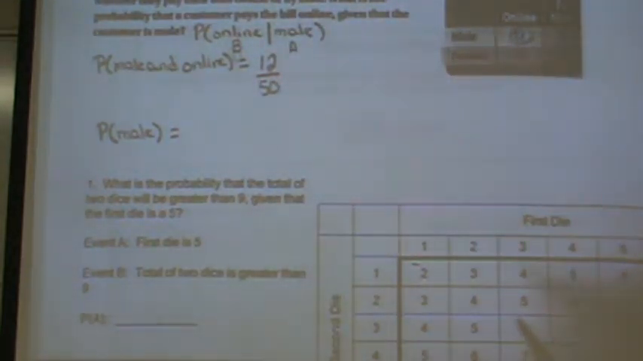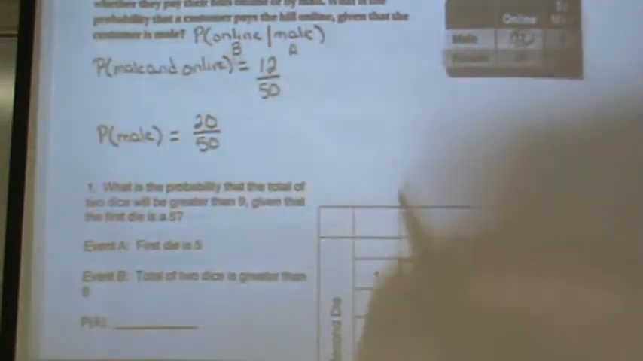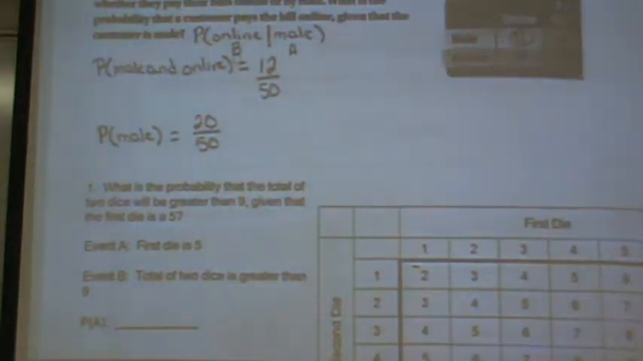Then we need to find the probability of event A, which is the probability of being male. For this, we're looking at our male column. So we have 12 and we have 8, because we have 12 males that pay online and we have 8 males that pay by mail. So 12 plus 8 gives us 20 males altogether, and that's out of the original 50 customers. So our probability of being male is going to be 20 over 50. There are 20 males out of 50.